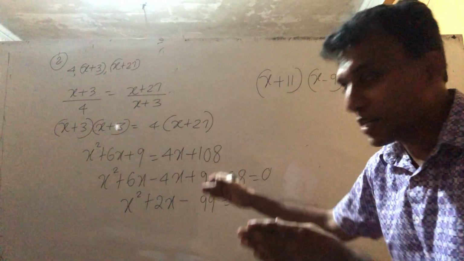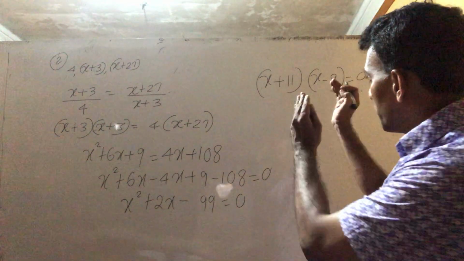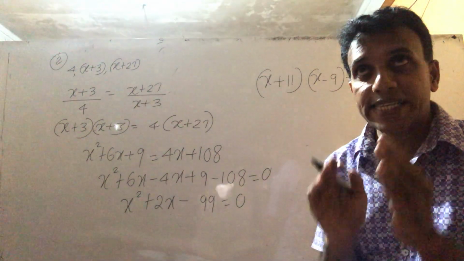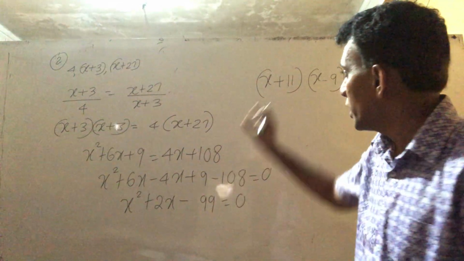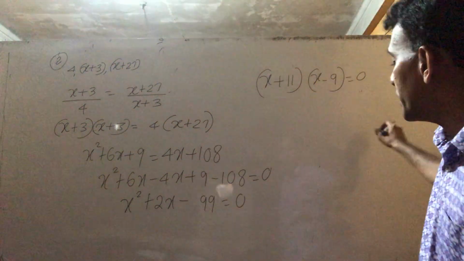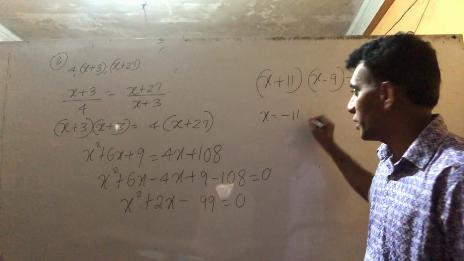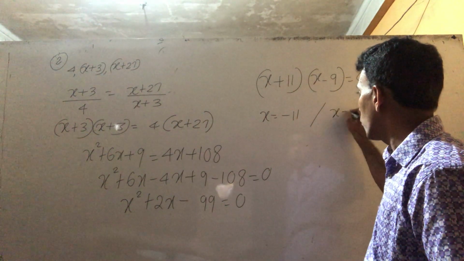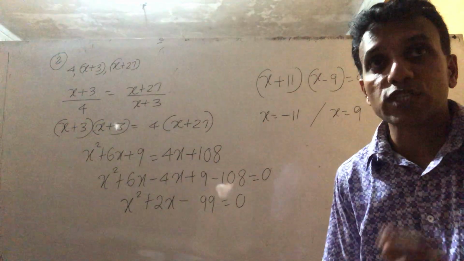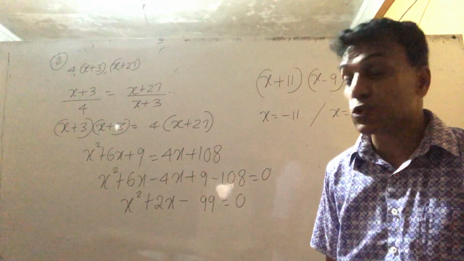Equal to zero. I hope you can factorize that. Multiplying to zero, what is the quadratic idea? Two brackets multiply to 0, which means one bracket is 0 or the other one is 0. Therefore x equals minus 11 and the other one x equals 9. Two x values are available for this question.